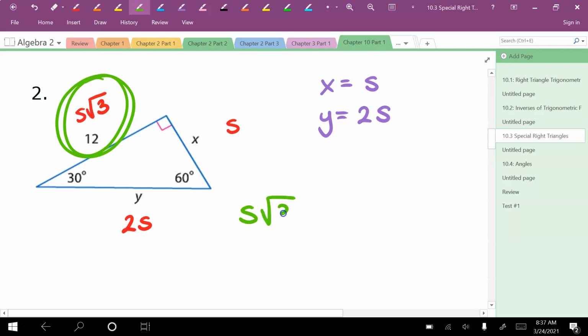So S square root of 3 equals 12. And we have to solve for S here. How do you guys think we're going to do that? How do we get S alone?